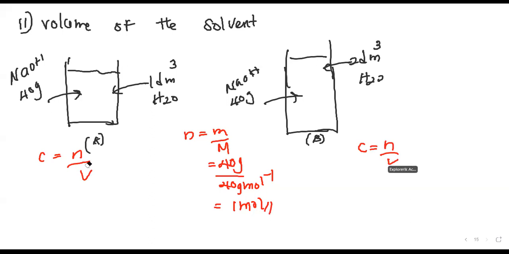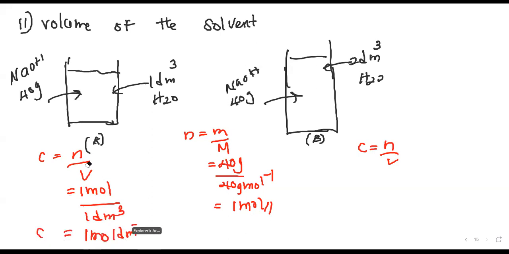In the first case, 1 mole of sodium hydroxide is here. How much in 1 decimeter cube? So how much would be the concentration? 1 mole per decimeter cube. Second situation, 1 mole of sodium hydroxide is here. How much volume? 2 decimeter cube. So what would be the answer? 1 divided by 2 is 0.5 moles per decimeter cube.